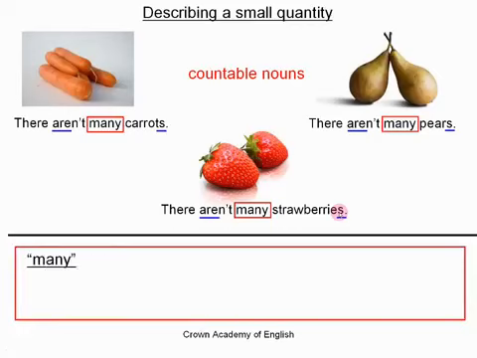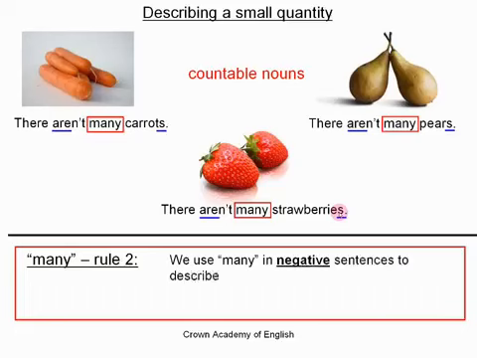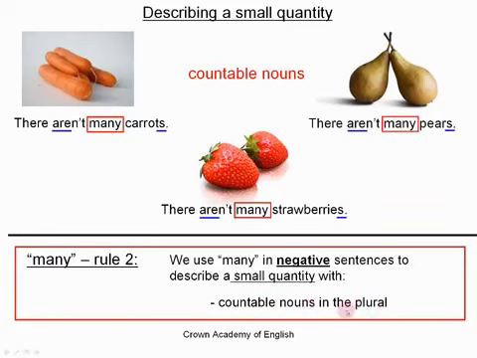So, the rule here is we use many in negative sentences to describe a small quantity with countable nouns in the plural. All right? So that is the second situation where we use the word many. So negative sentences to describe a small quantity with countable nouns in the plural.